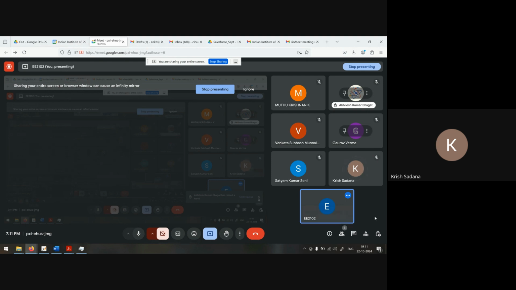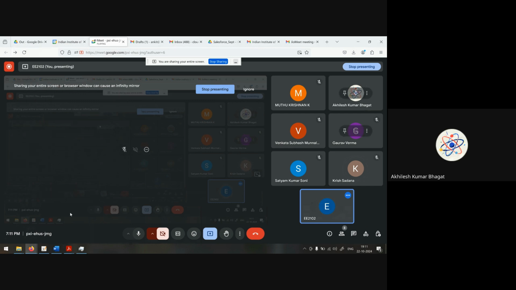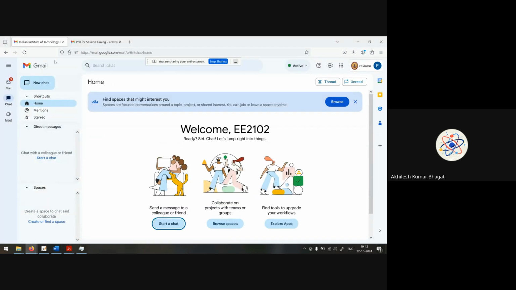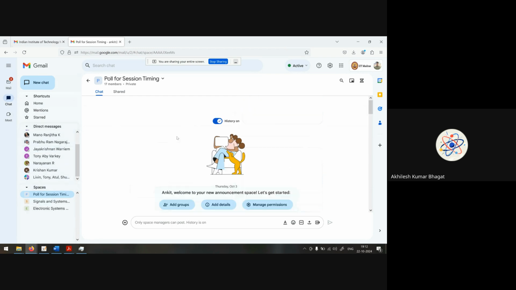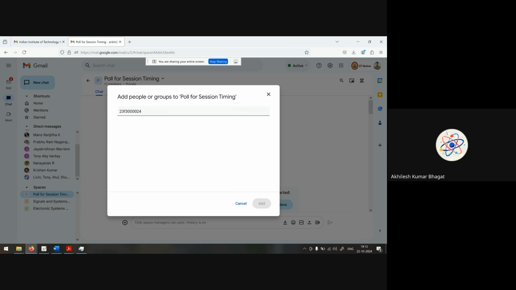Okay, sir. Akhilesh, tell me. Sir, I am not getting any mails or updates regarding this course, and I am not in that G space also. Can you tell me the mail ID? Wait a minute. Yeah, please tell me your mail ID.